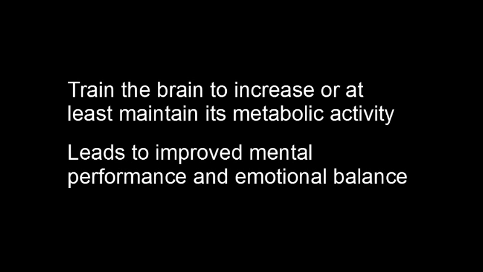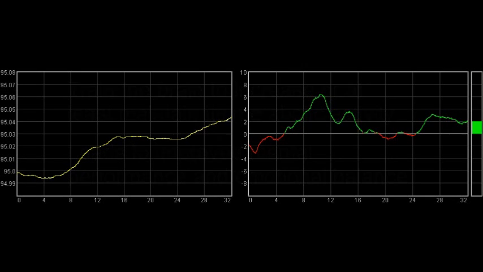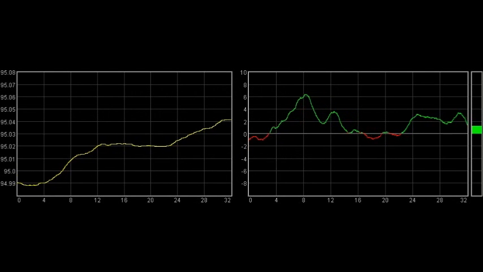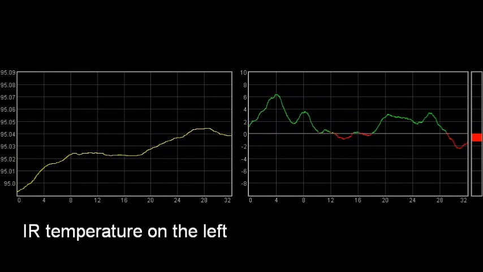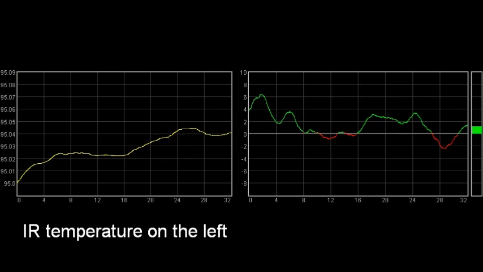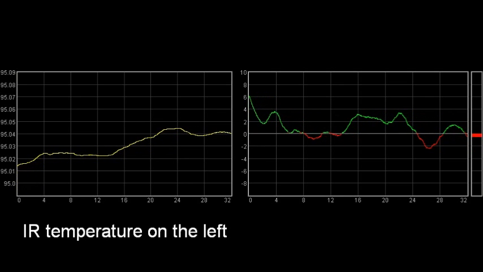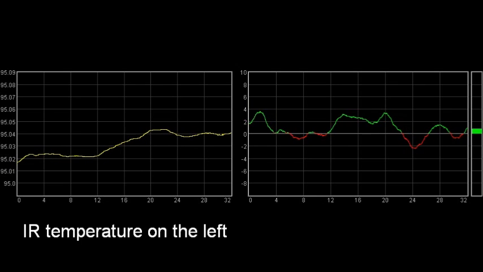Neurofeedback leads to lasting change. It stimulates structural change in the brain, or neuroplasticity. The software presents the measurement as an infrared temperature. In this graphic, the yellow trace on the left shows the variation of infrared temperature. You're training this graph to go upwards.